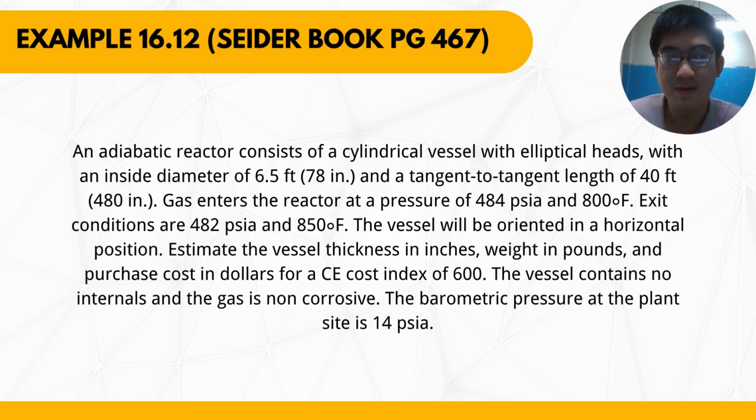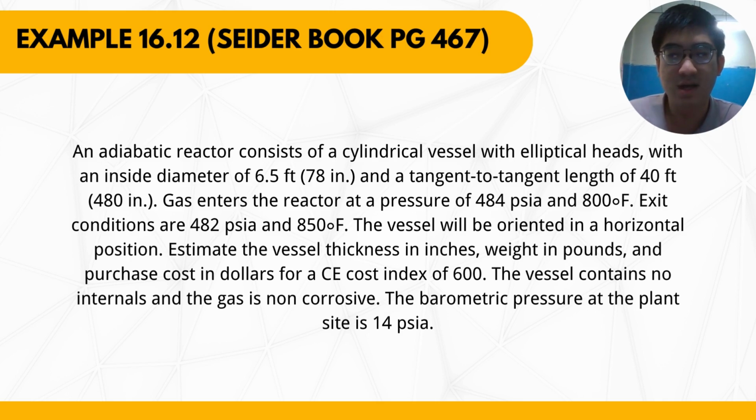Now, we will go through an example together. The example is taken from Seider book, page 467, example 16.12. An adiabatic reactor consists of a cylindrical vessel with elliptical head, with an inside diameter of 6.5 feet and a tangent to tangent length of 40 feet.